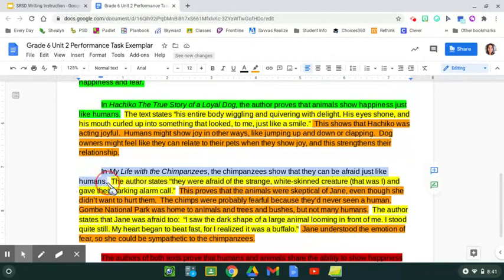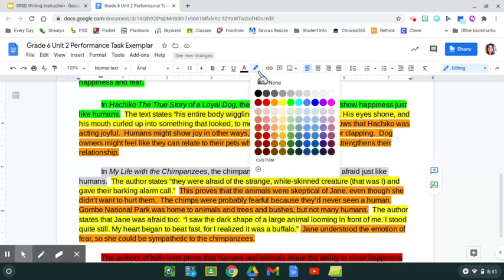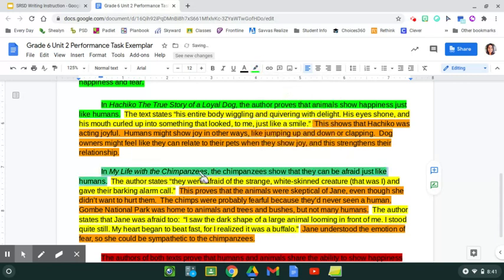In our second paragraph, we have another good topic sentence that's talking about how we're using another text, My Life with the Chimpanzees. And in this text, the author is going to talk about how the chimpanzees show that they can be afraid. And so we see that with the two pieces of textual evidence. And we also see that the author uses their ideas, their thinking, to explain this evidence that they chose.